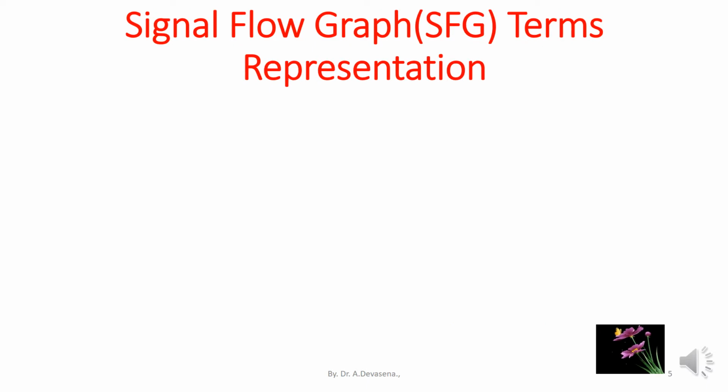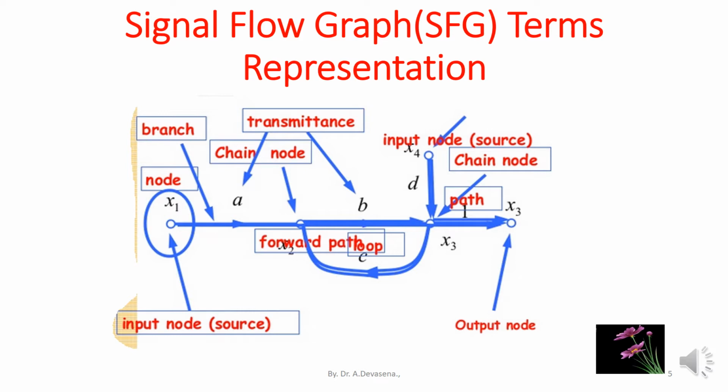Signal flow graph terms representation is shown below. Here is a representation of a signal flow graph. A signal flow graph comprises of input node, output node, chain node, path, forward path, loop. Then we'll be having branches. These details we'll discuss in the further slides.